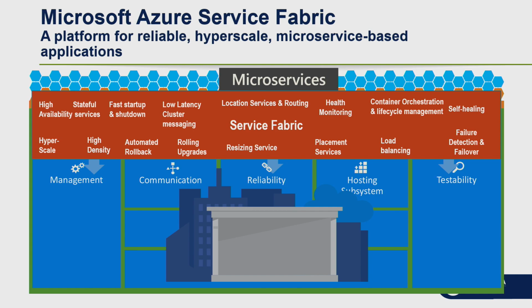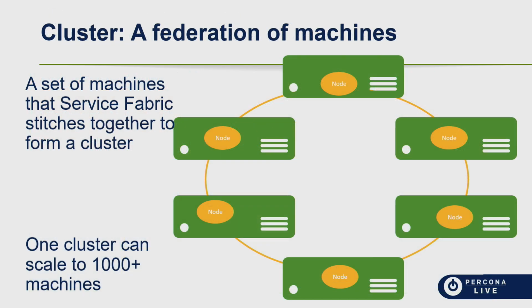Okay, so we have all the basics. Let's talk about the real thing. First is how we organize these 1,000 machines. I already mentioned that there's a control plane and a data plane.